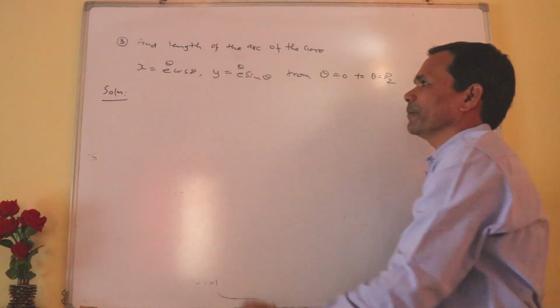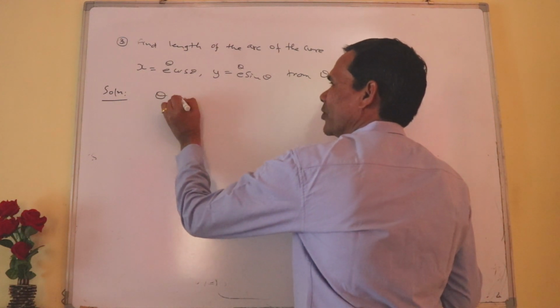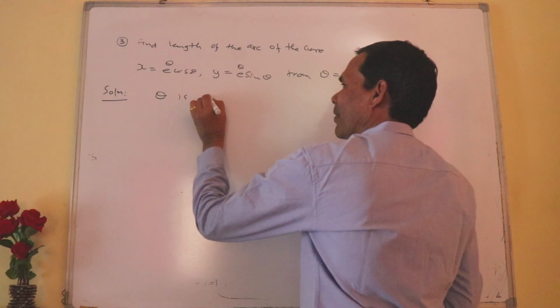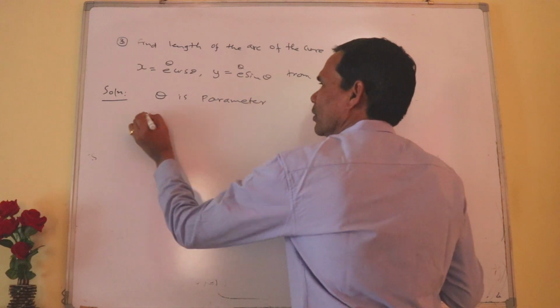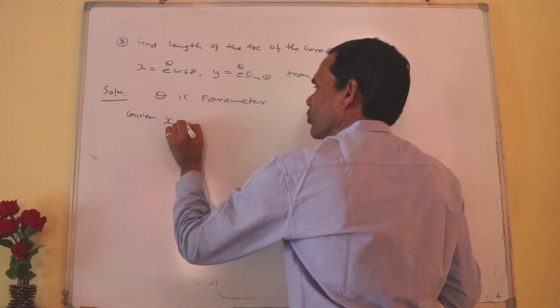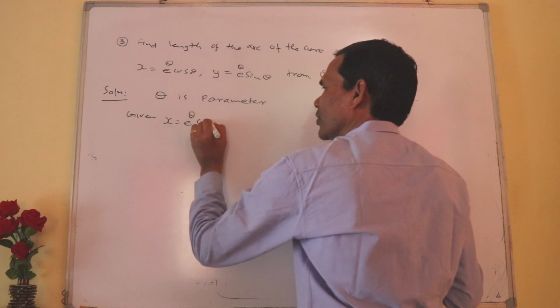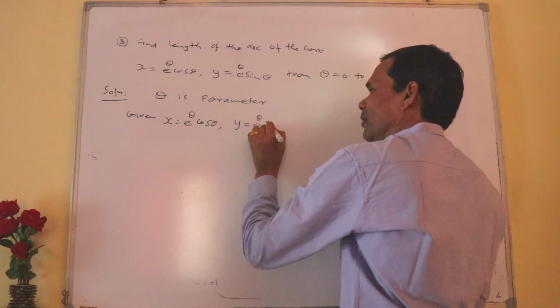Solution for this. Parametric equations means theta is the parameter. So the formula used, given x is equal to e raised to theta cos theta, y is equal to e raised to theta sin theta.